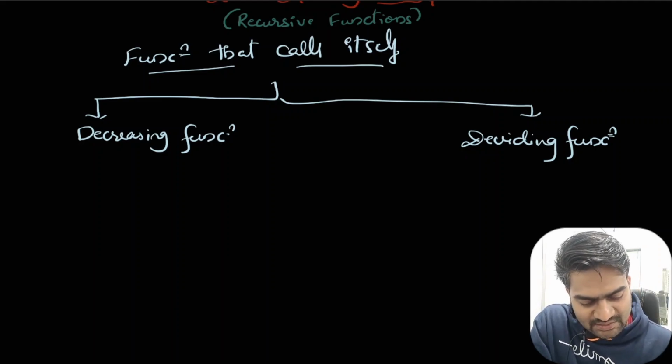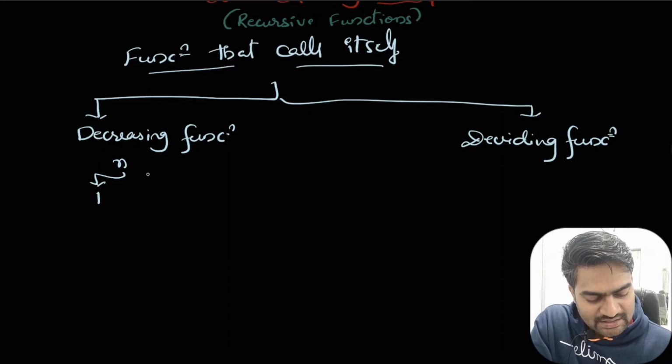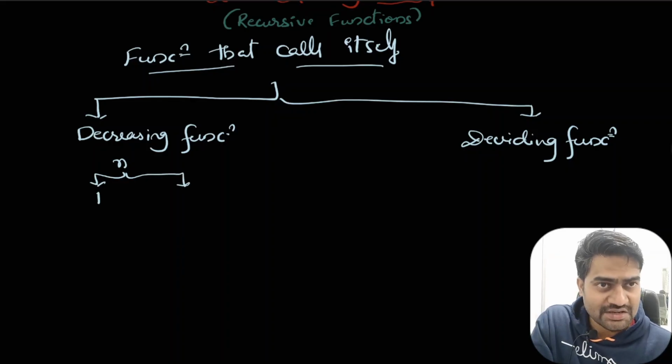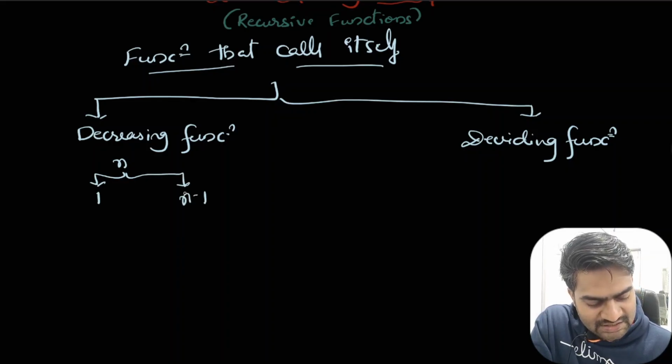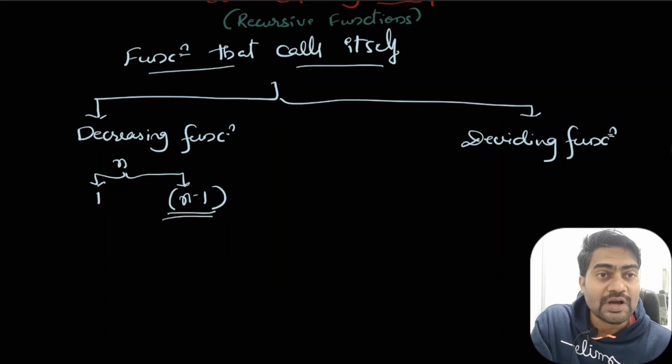What I mean is, assume there are n items. I will solve for one item, then I will call my function again for n minus 1 items. So here the problem statement is getting reduced, it is not getting divided. But when it comes to a dividing function, the problem gets reduced by half or a quarter or something like that. So basically the problem gets divided.